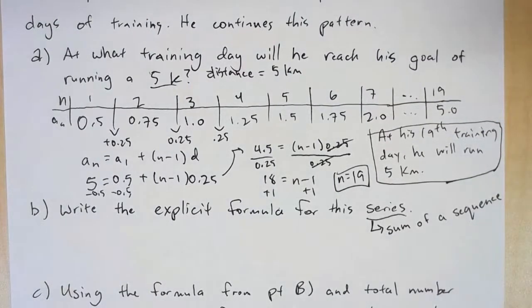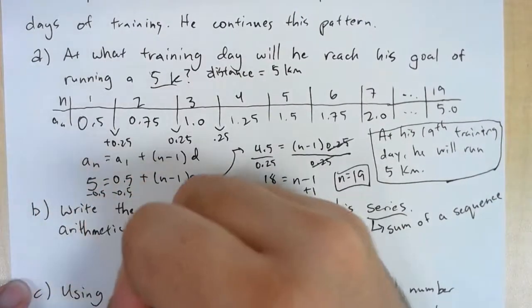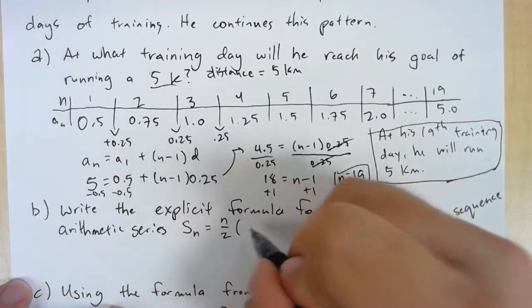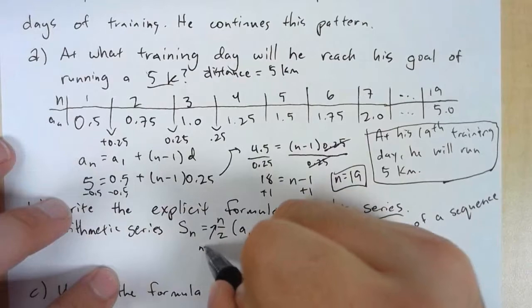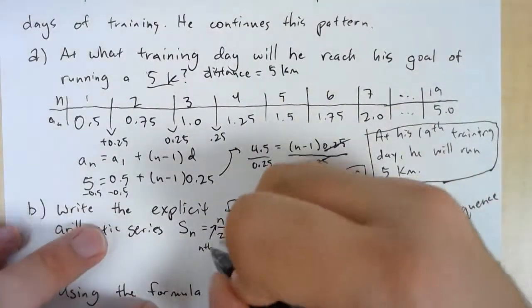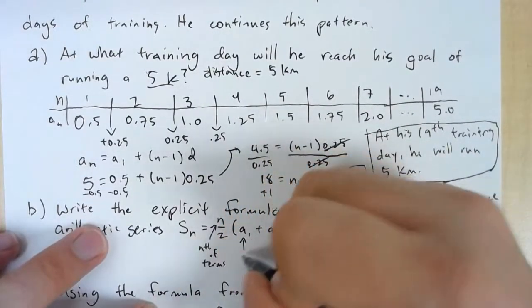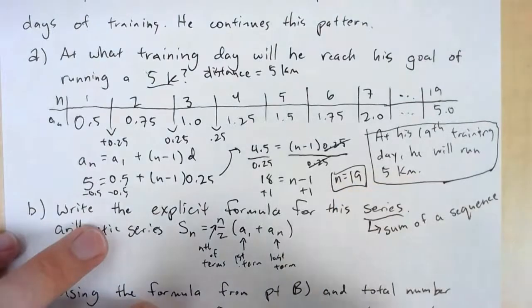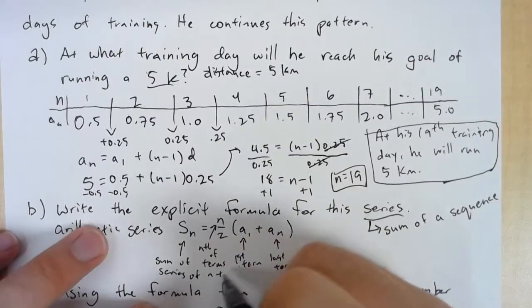So let's go to our formula sheet. If you look at your formula sheet, for an arithmetic series, it's going to say this exact thing: an arithmetic series is given by S sub n equals n over 2 times a sub 1 plus a sub n. We've seen some of these before. n is the number of terms. We know a sub 1 is just the first term, a sub n is the last term, and S sub n stands for the sum of the series of n terms.